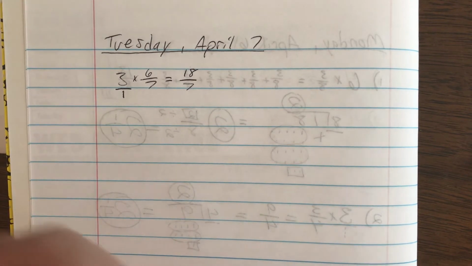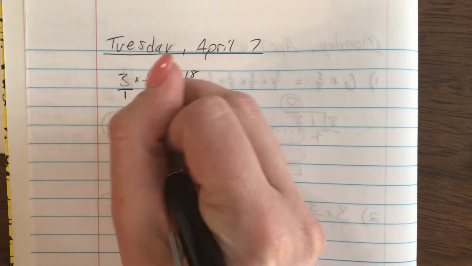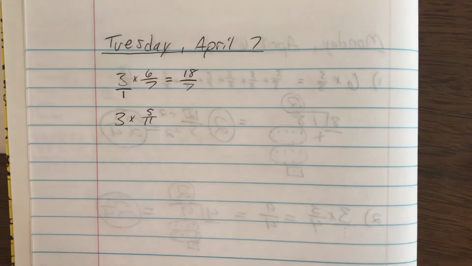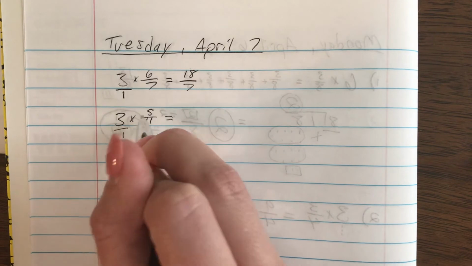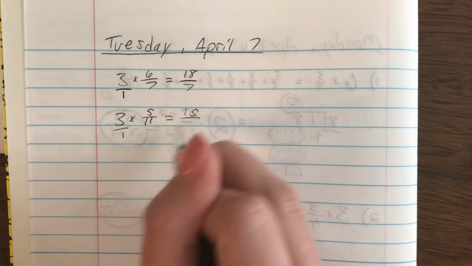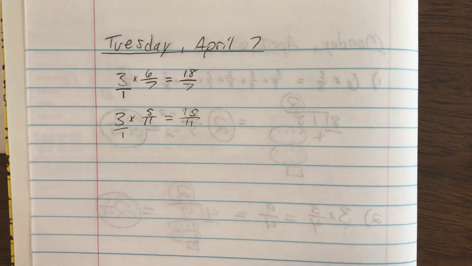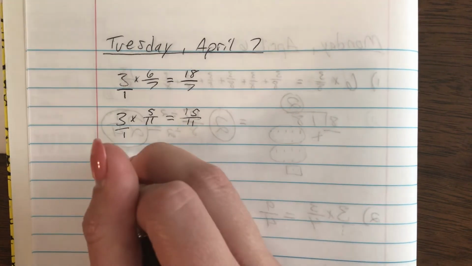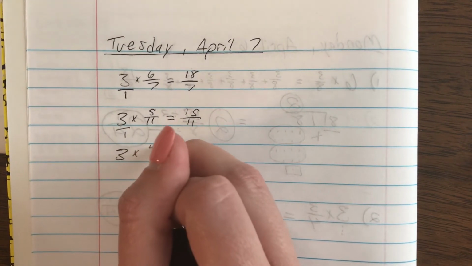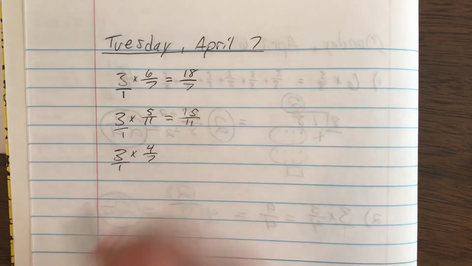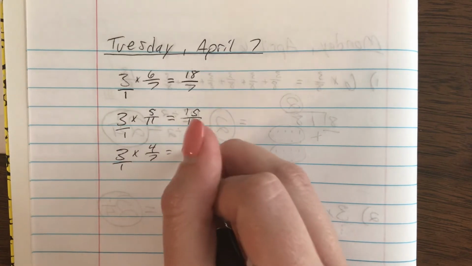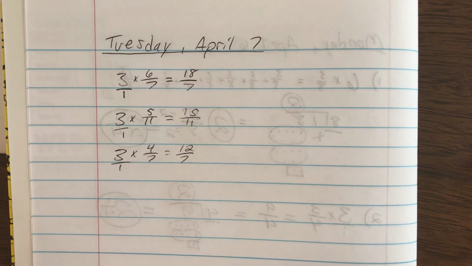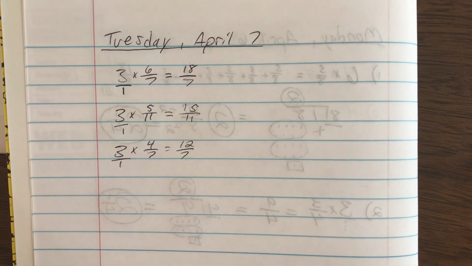Moving on to our next one of 3 times 5 elevenths. Again, putting that whole number over 1 to multiply straight across. 3 times 5 is going to give us 15. 1 times 11 is going to give us 11. So 15 elevenths would be your final answer for that one. Going around the Ferris wheel of 3 times 4 sevenths. Again, putting that whole number over 1. 3 times 4 is going to give us 12. 1 times 7 is going to give us 7. So 12 sevenths would be your final answer for that one.